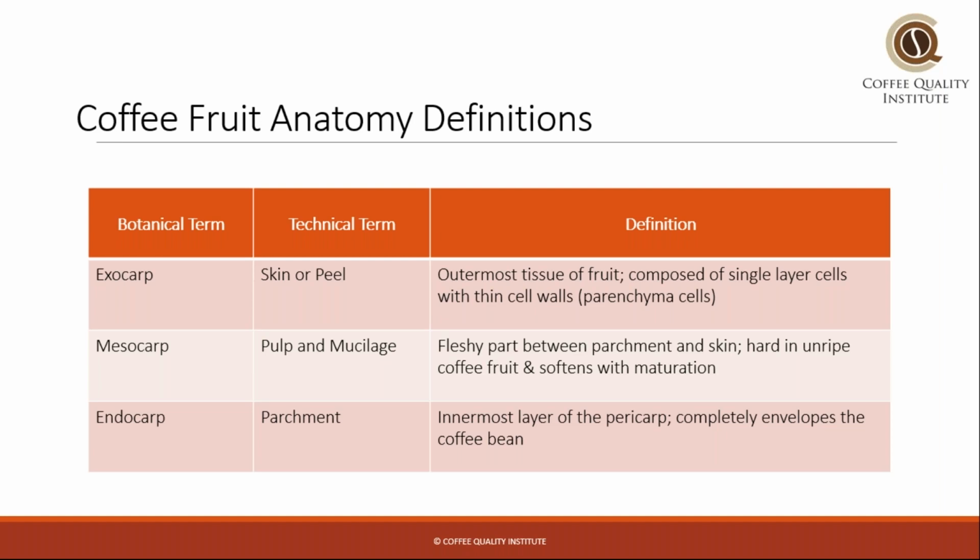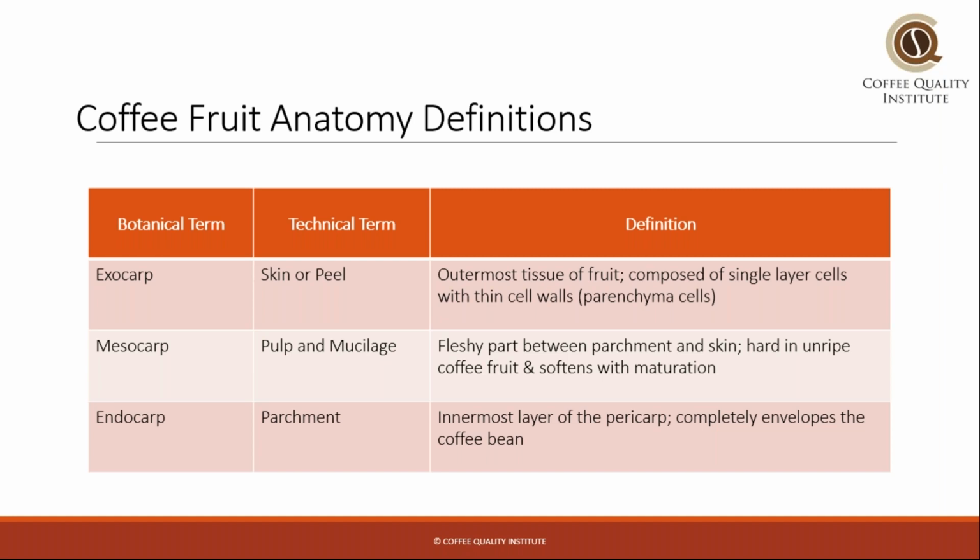The mesocarp, otherwise known as the pulp and mucilage, is the fleshy part of the fruit between the parchment and the skin. It's hard when it's unripe, and then it softens as the fruit matures. And finally, the endocarp is the parchment, and that's the innermost layer of the pericarp, and it completely is surrounding the coffee seeds.